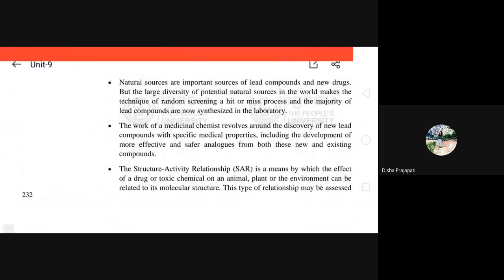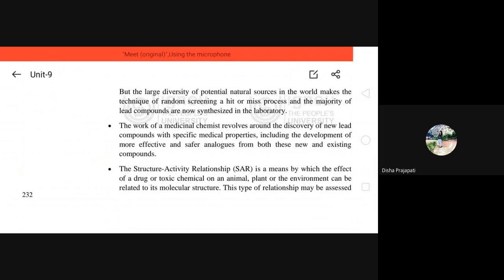Okay, this chapter is also over. So we can continue with the last chapter for today. That is chapter number 10 in 1 minute.